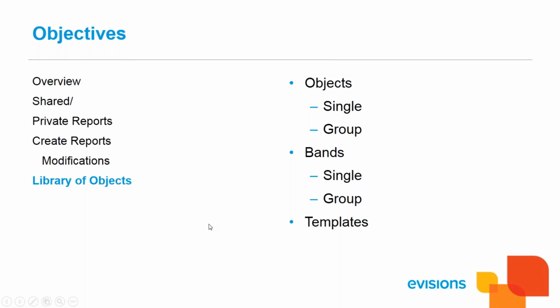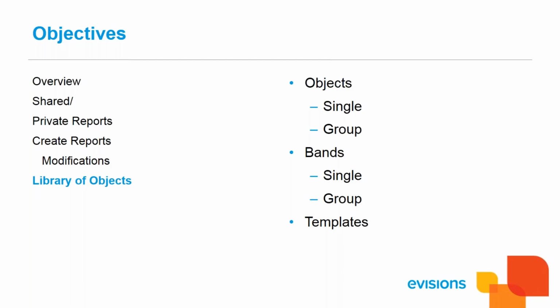The next topic we're going to discuss is the library of objects. During building the banded report, we added the logo object to our report by retrieving it from the library. But I'd also like to show you how to add objects to the library. We've created our report almost completely from scratch, but there are many elements on that report that we may want to use time and time again.